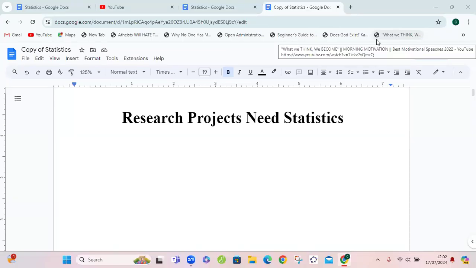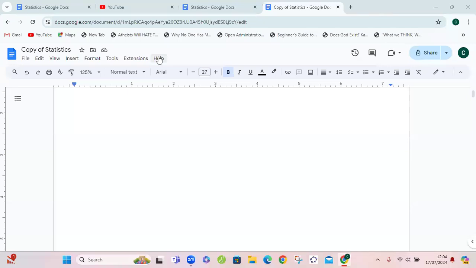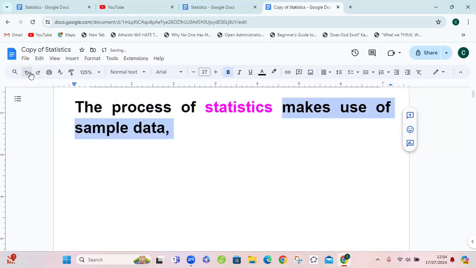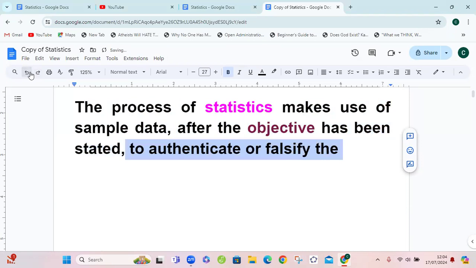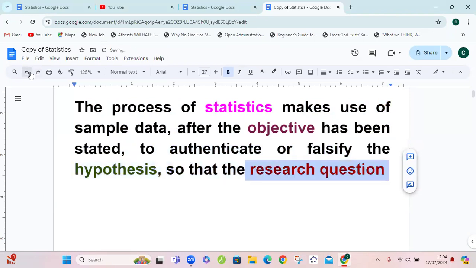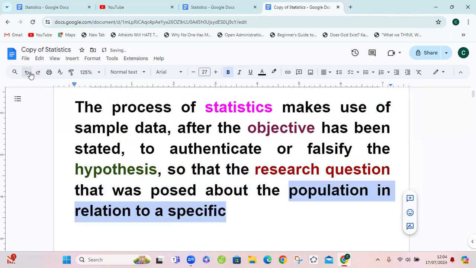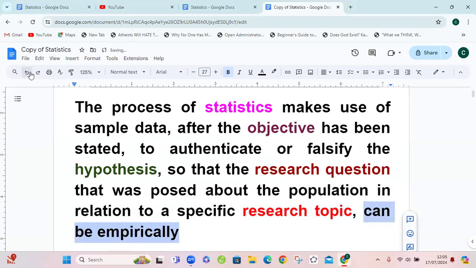Research projects need statistics. The process of statistics makes use of sample data after the objective has been stated to authenticate or falsify the hypothesis, so that the research question that was posed about the population in relation to a specific research topic can be empirically answered.